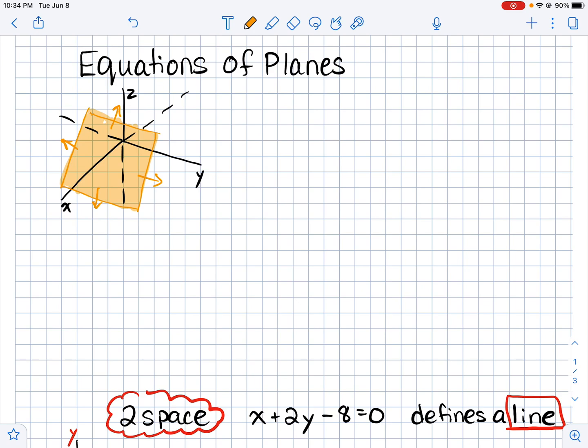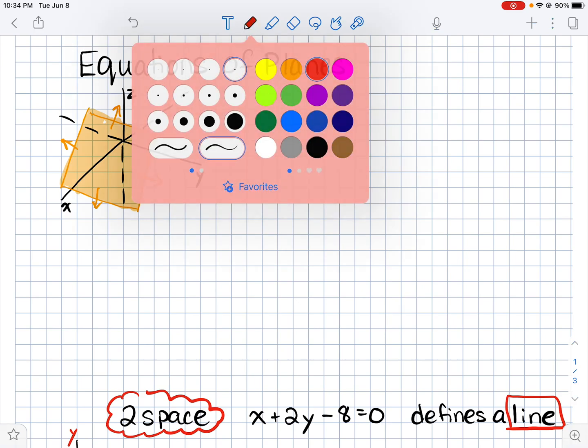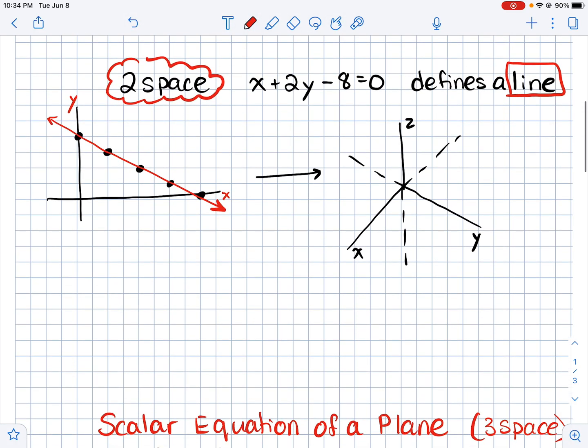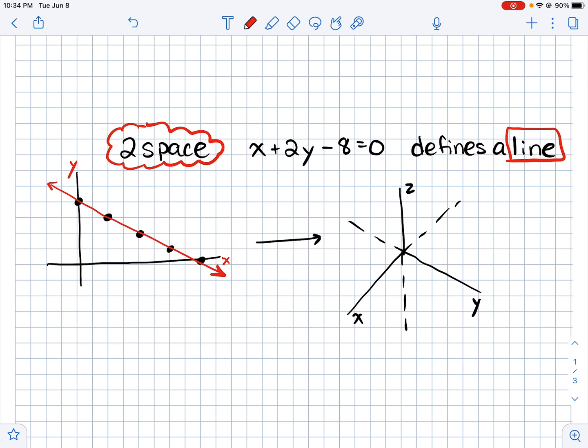There's multiple forms of an equation, but let's start with a scalar form. When we're working in 2 space, we know that x plus 2y minus 8 equals 0 defines a line, and I graphed it for you. So this is what a line looks like, and this is the scalar equation of a line.